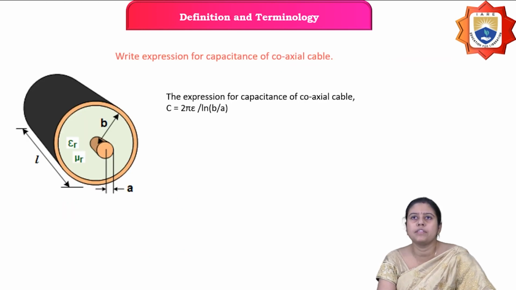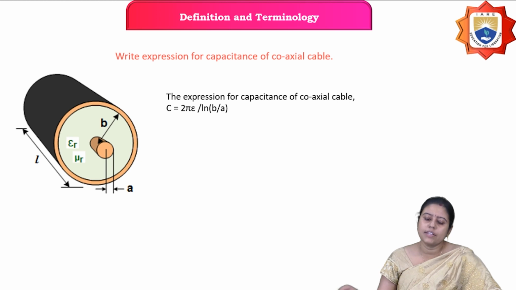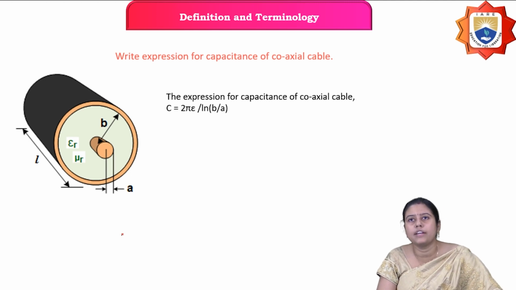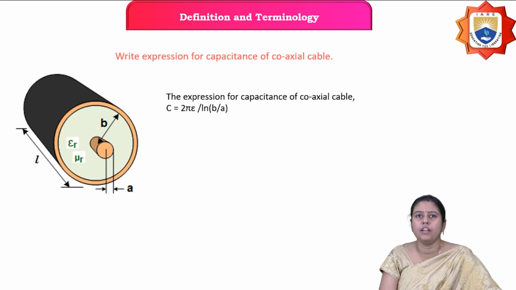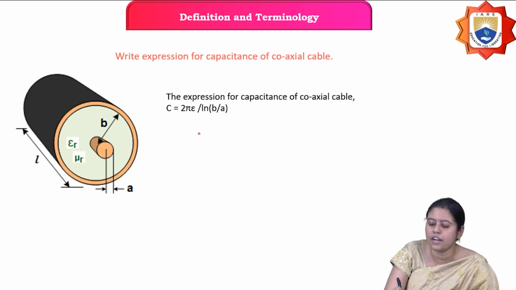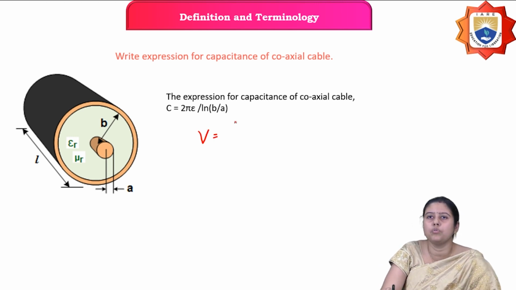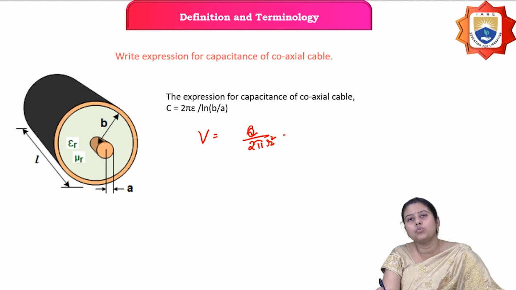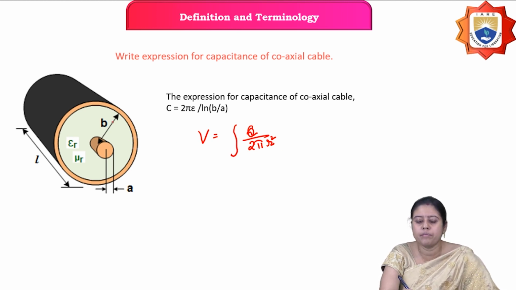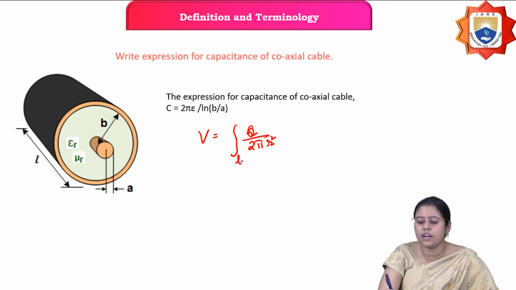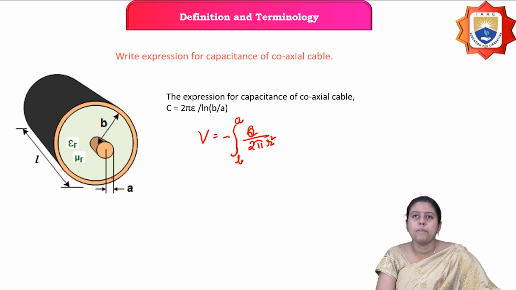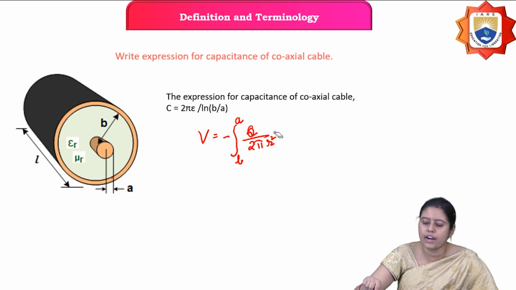Write the expression of the capacitance of a coaxial cable. So we are thinking about a coaxial cable. This is an axis. So first we have to calculate the potential of the coaxial cable. What is the value of V? V is equal to, we know, the integral of Q by 2 pi R, from the outer side to the inner side, with a minus sign.